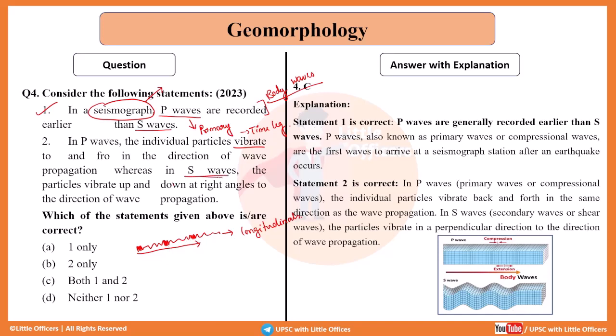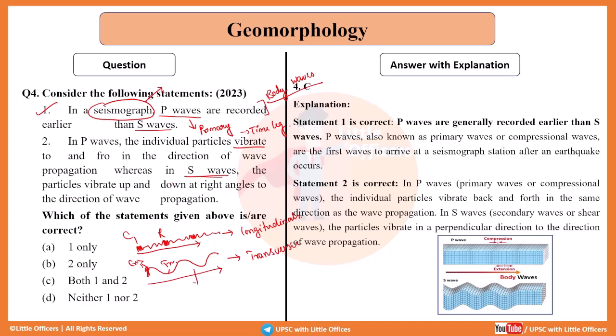Whereas S waves generally vibrate perpendicular to the propagation of the wave. Suppose the wave is propagating like this, the particle movement of S waves will be up and down. So as a result, what we get is this kind of movement. We will be having ups and downs, or we can call it crest and trough. Here compression and rarefaction, and here crest and trough. These kind of waves we generally call transverse waves.